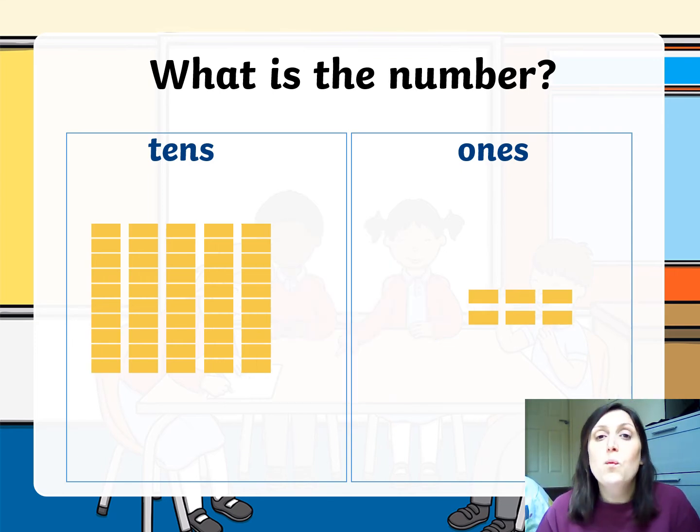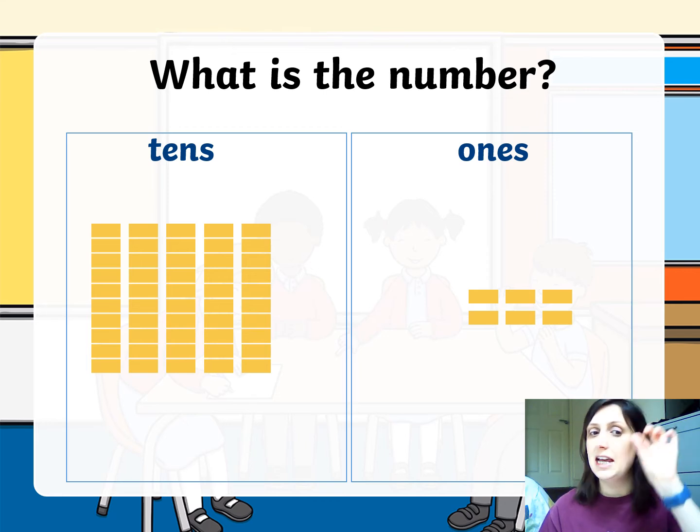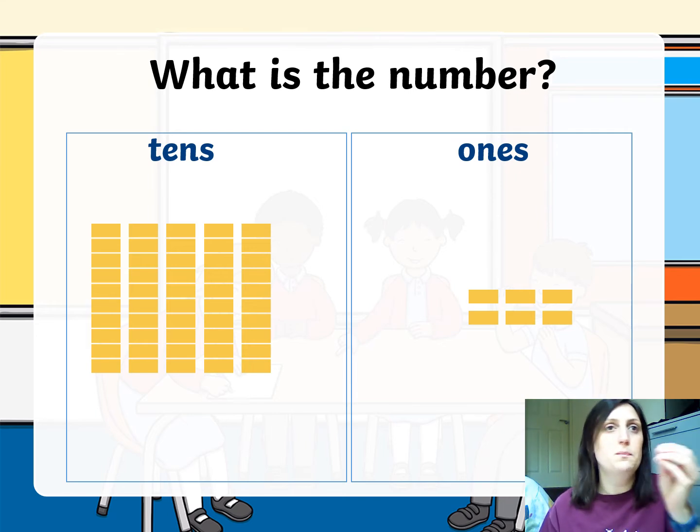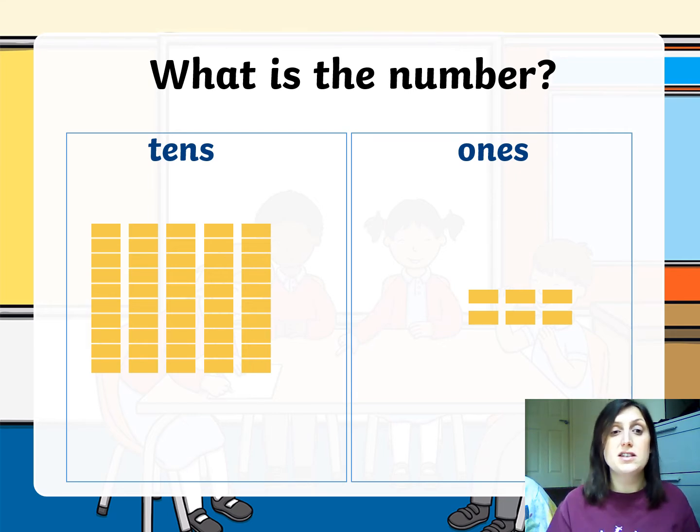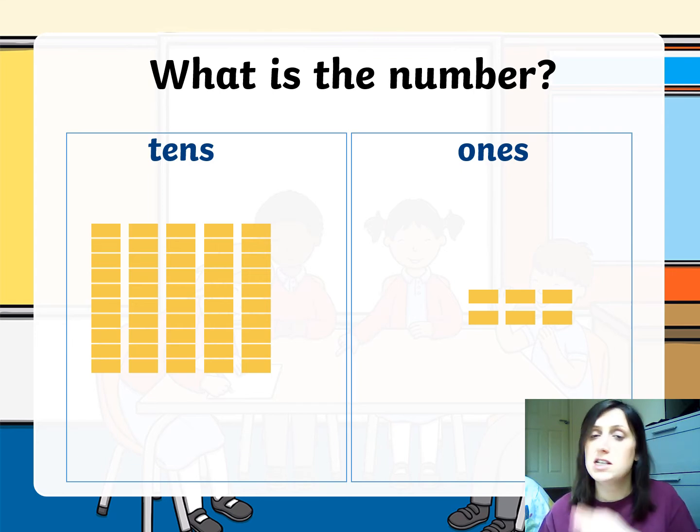So what is the number? Again, remember to count in your tens. You can go 10, 20, 30, and then when you get to the end of your tens, you need to then count in ones. You need to make sure you stop counting in tens and start counting in ones. Again, I'm going to give you 20 seconds, so you don't need to pause the video. Write it down yourself, okay?